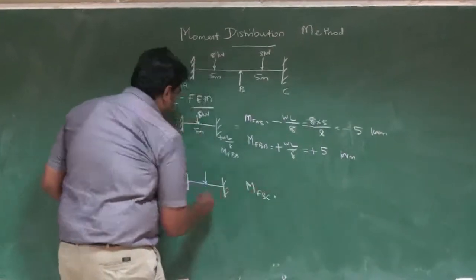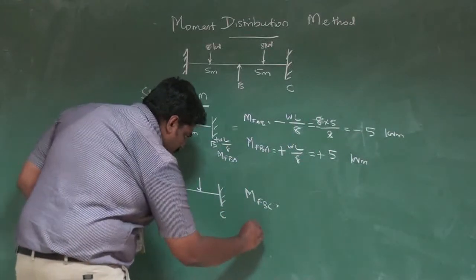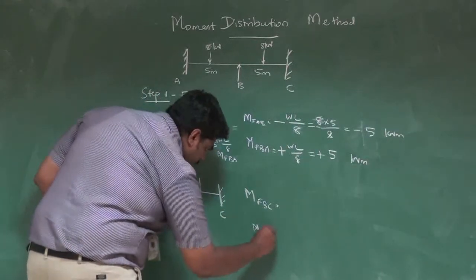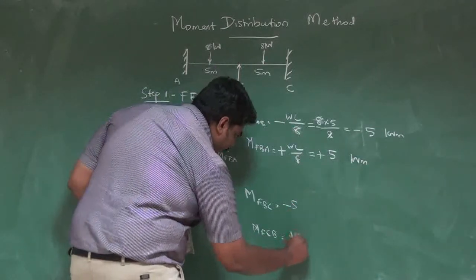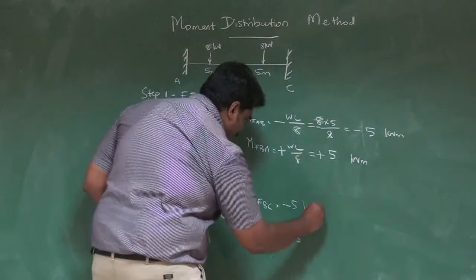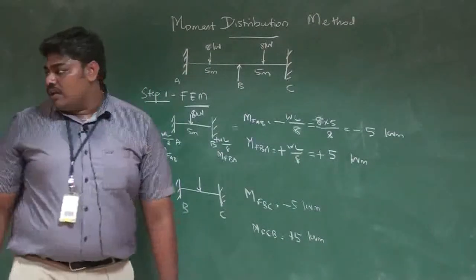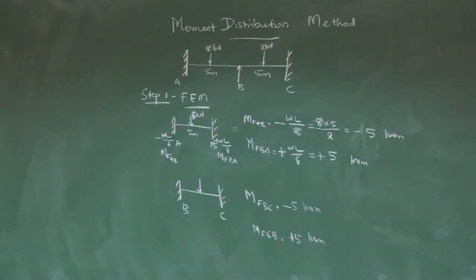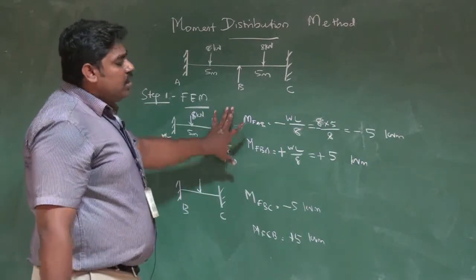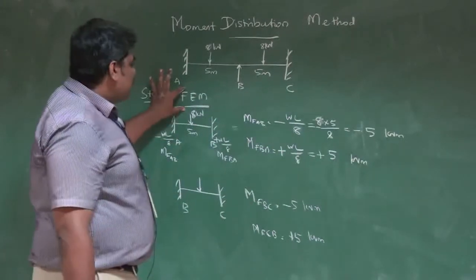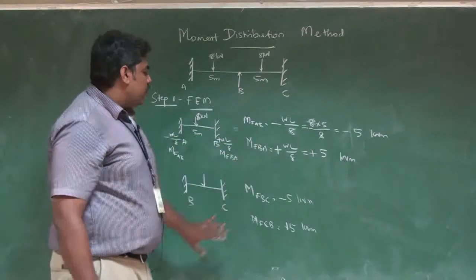MF BC. This will be A, B, B and C. MF CB. So here also minus 5 plus 5. Right? So here the moments were equal. So step 1 deals with the values of the fixed end moments for the spans. We have calculated, and the fixed end moments were minus 5 plus 5, minus 5 and plus 5, right?